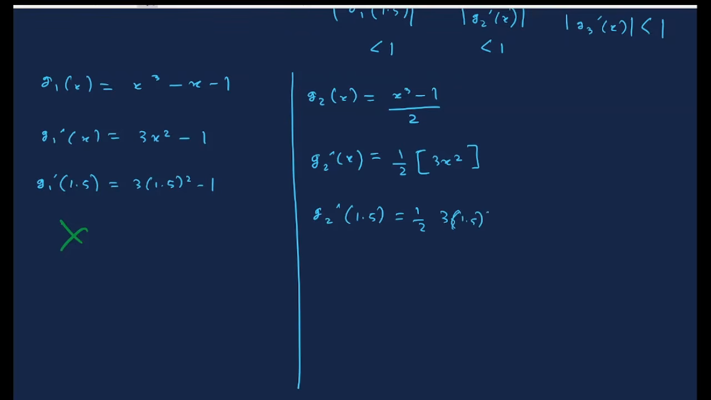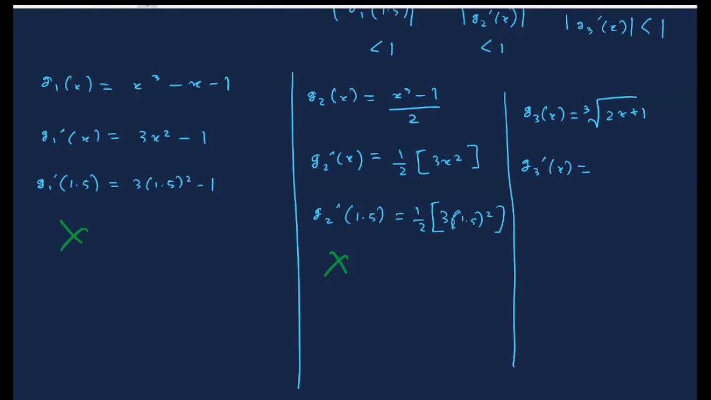it's obvious that the value here goes beyond 1. So this is also not our desired g of x. Let's check it for the third g of x we had at our hand. That was the cubic root of 2x plus 1. The differentiation of this function will give us, or we can rewrite it in this way.